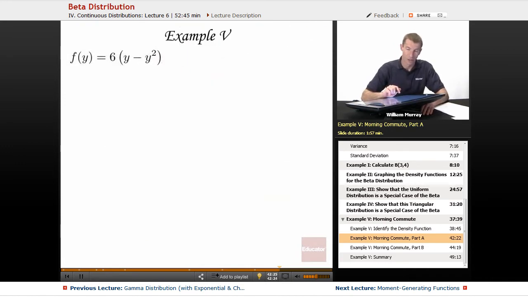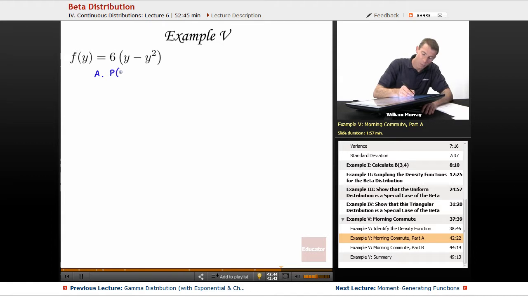So we're still working on example 5. We had the setup on the previous slide, but what we figured out was the density function is equal to 6 times y minus y squared. And now for part A, we wanted to find the probability that your commute will be longer than 30 minutes. So the probability that y will be bigger than or equal to, we're measuring things in terms of hours, so I converted 30 minutes into an hour. It's 1/2. And so that's the integral.